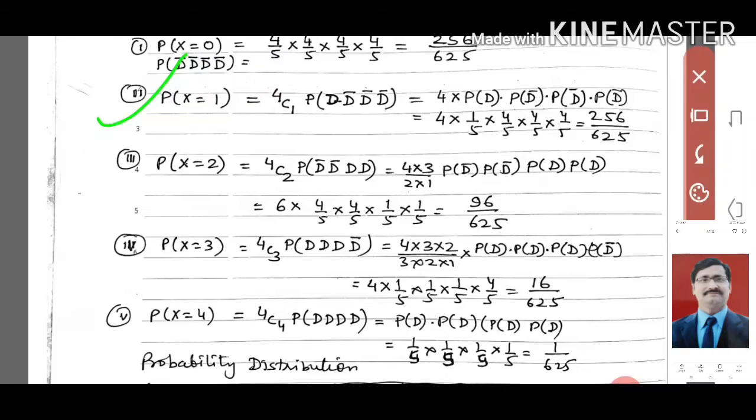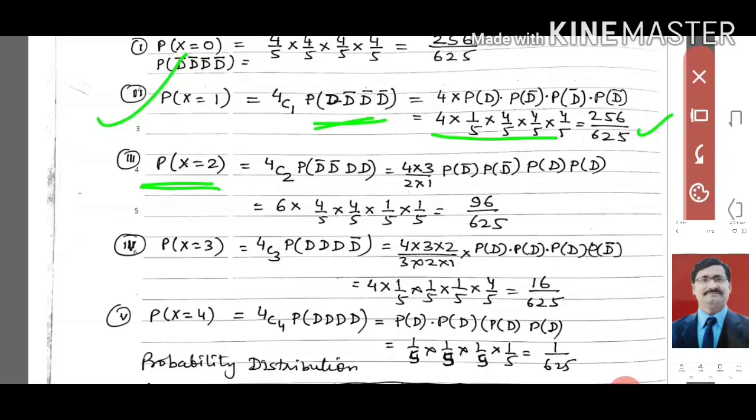Then we will take X equal to 1. 1 means 1 defective, others are not defective. So from 4 we will get 1, so we write 4C1. 4C1 means we will get 4 cases: the first time defective, second time defective, third time defective, or fourth time defective. So 4 cases, so we multiply by 4. And this is an independent event. So we write 4 into P(D) P(D') P(D') P(D'), and you put the values: 4 into 1 upon 5 into 4 upon 5 into 4 upon 5 into 4 upon 5. That we solve and get 256 upon 625.